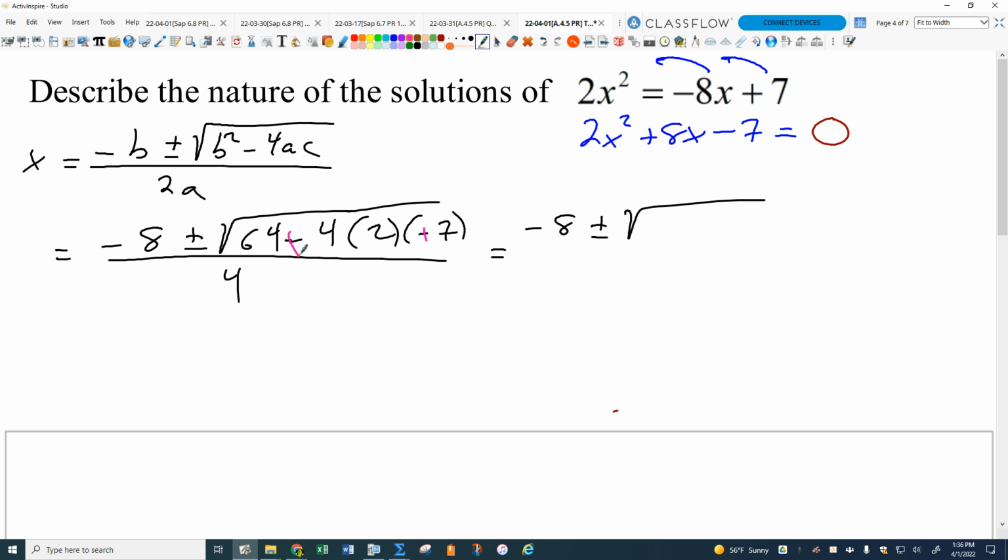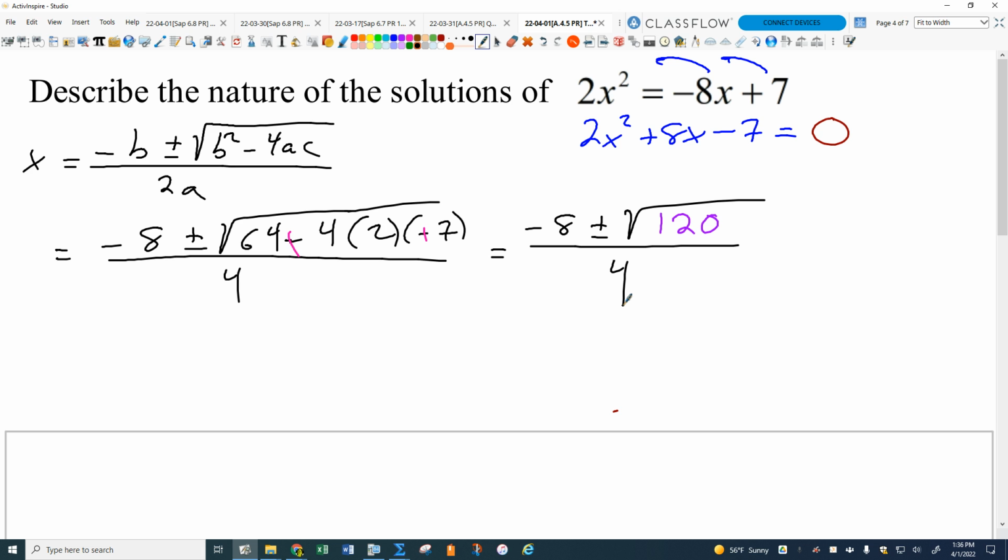64 plus 56 is just 120. So inside the radical this time, I'm getting a positive 120. Can you tell me anything about the solutions yet? They're going to be real, aren't they? Because this time, if the number's positive inside the radical, I'm getting real.